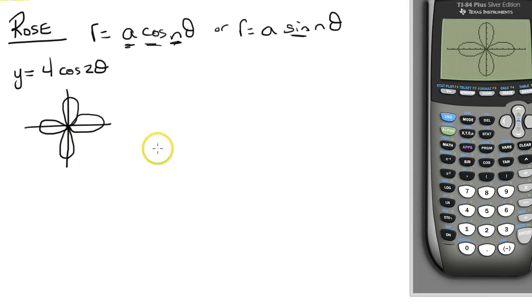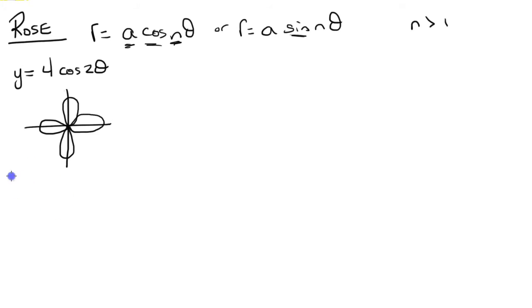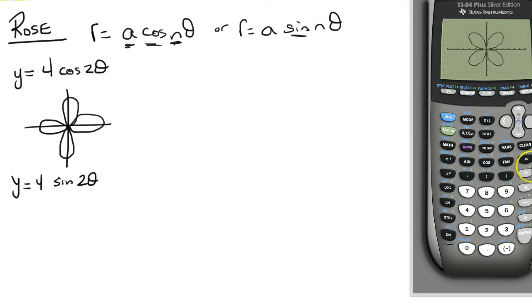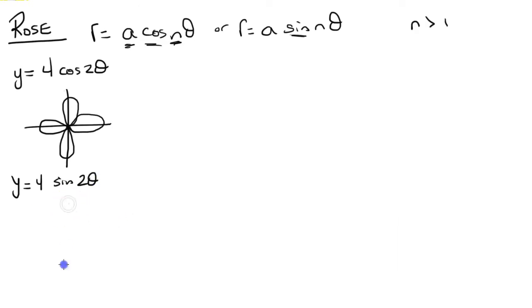All right, what if we did sine? Okay, let's try sine now. Y equals 4 sine 2 theta. I'll draw this one too. So y equals 4 sine 2 theta, and take a look at the way it's angled. It looks kind of like a 4-leaf clover thing, and it goes something like this.